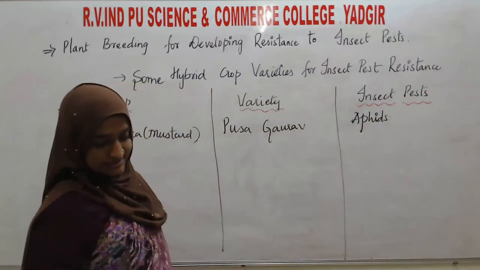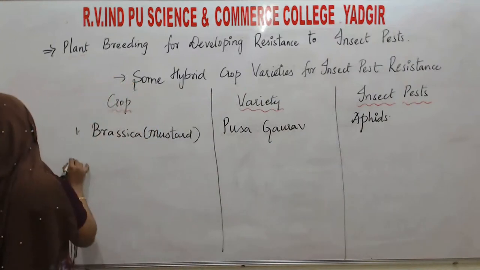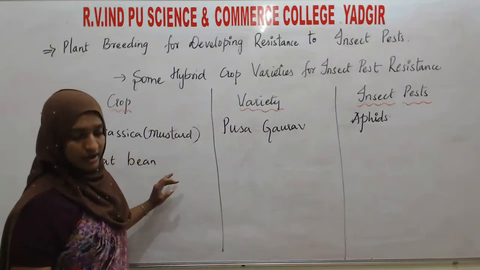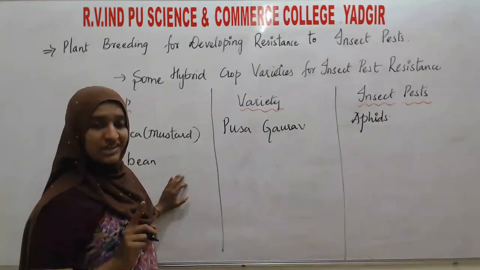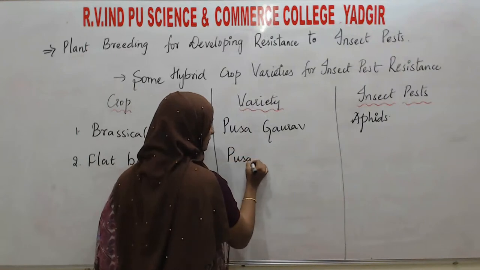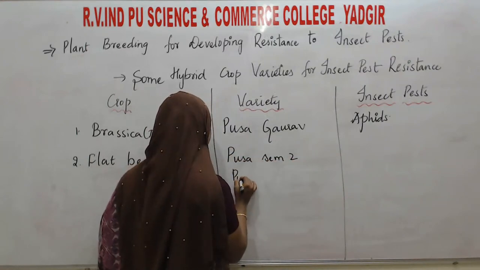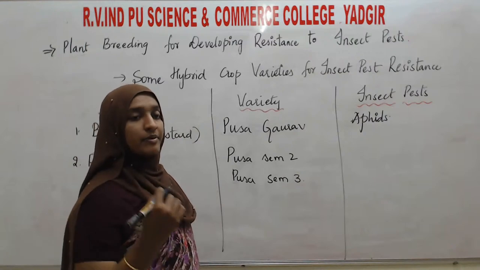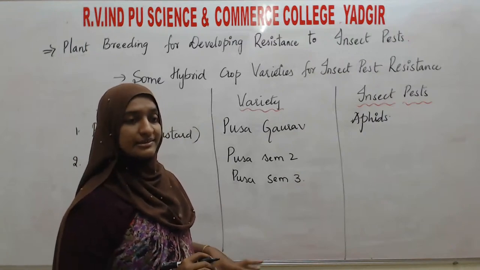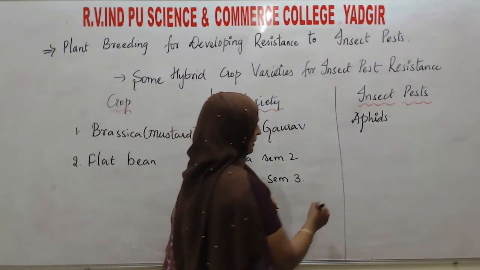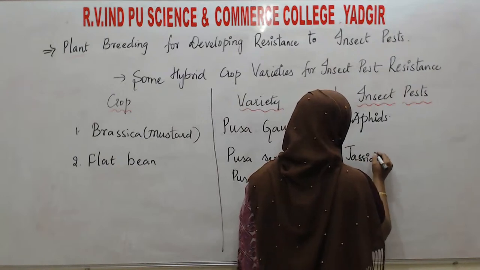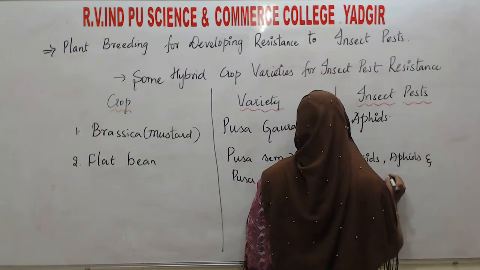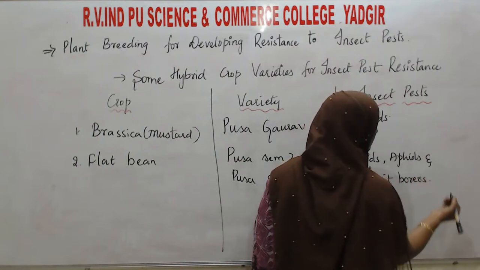The second one, flat bean, which is one type of bean. They developed new varieties or hybrids, two varieties: Pusa Sem 2 and Pusa Sem 3. And the insects to which this plant becomes resistant are jassids, aphids and fruit borers. These are the names of the insects.